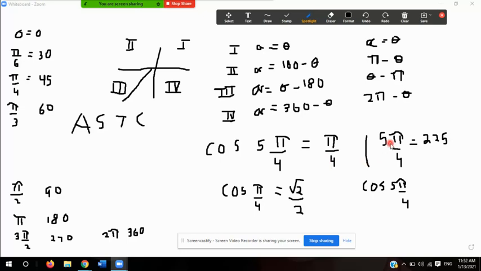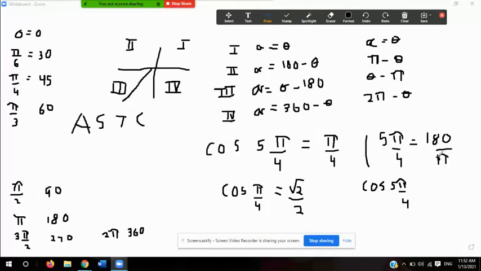One way of doing that is to take 5 pi over 4 and convert it back to degrees. Let me go ahead and do the process so you guys understand what I did. I can take 5 pi over 4 and convert it into degrees. If I'm going from radians to degrees, that would be times 180 over pi.